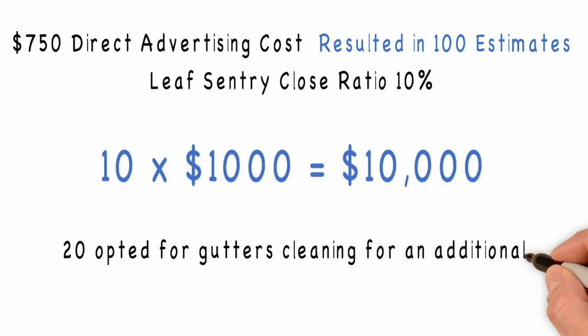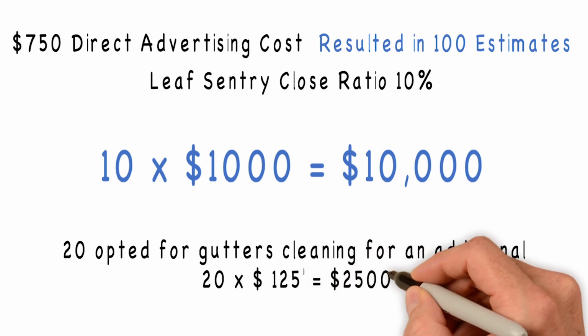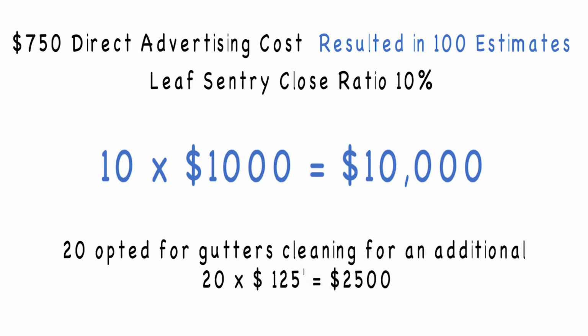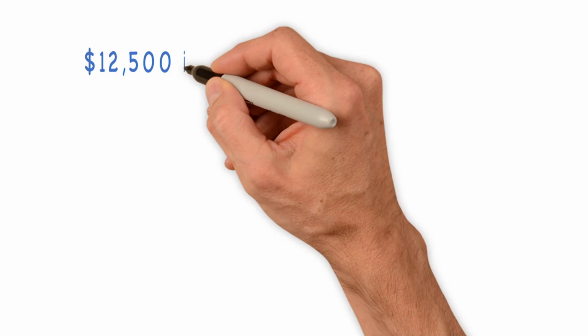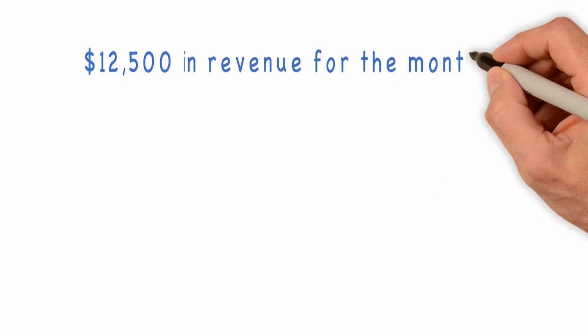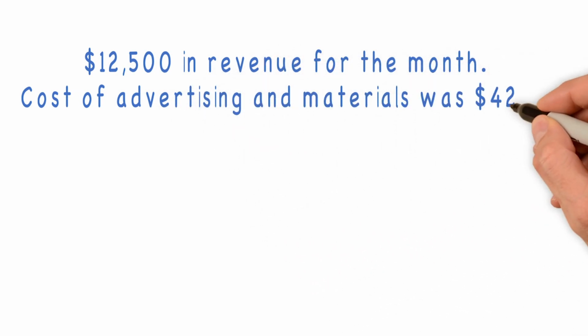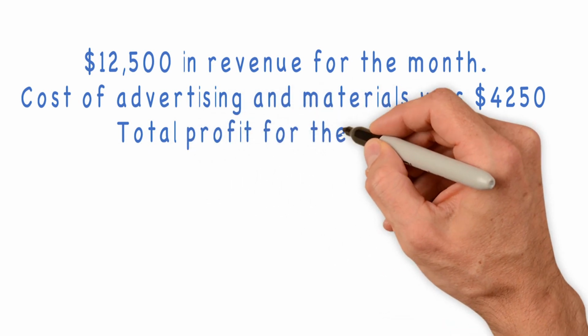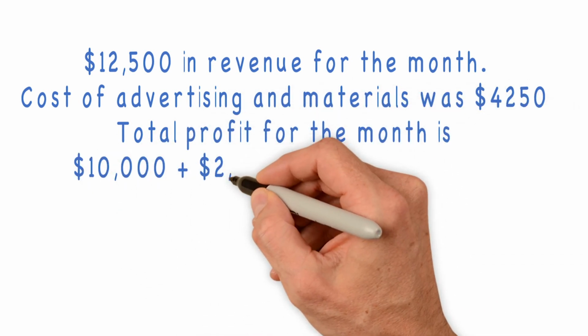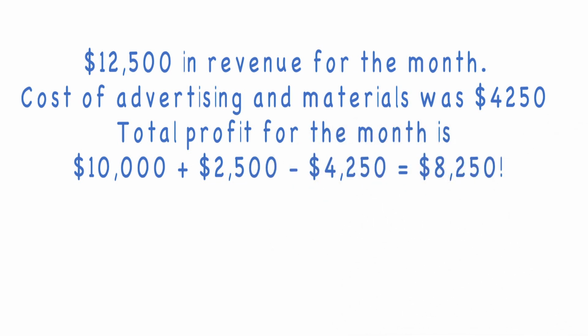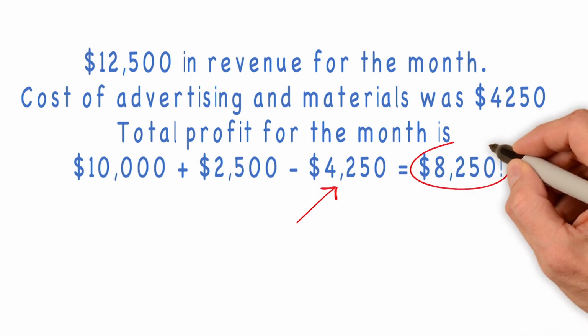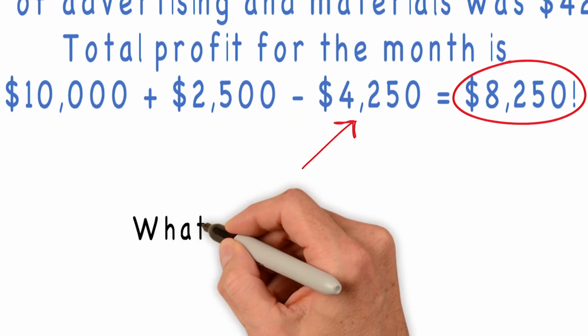In addition, 20 more customers opted to just have their gutters cleaned for an additional, 20 times 125, $2,500. All right, so you would have earned $12,500 in revenue for the month. Now, let's take a look. Cost of advertising and materials was $4,200. So that comes off the top of the total profit, right? So let's take a look at this. $10,000 plus $2,500, that's $12,500. Now, subtract the advertising costs and the cost of materials. Let's say $4,250. That's $8,250 that you've earned profit for the month.